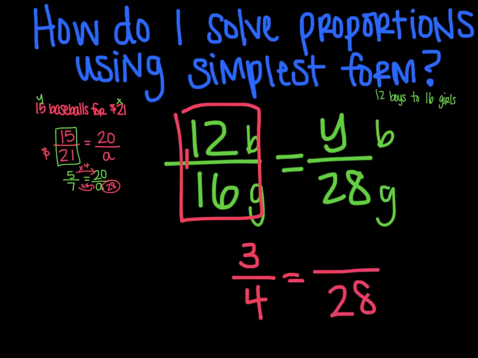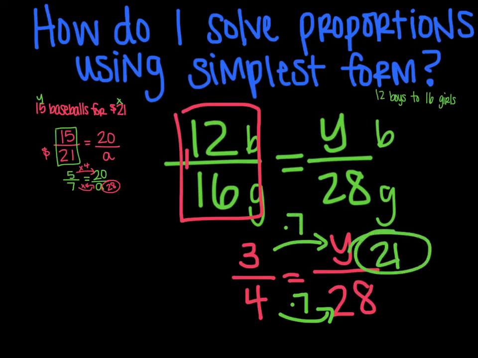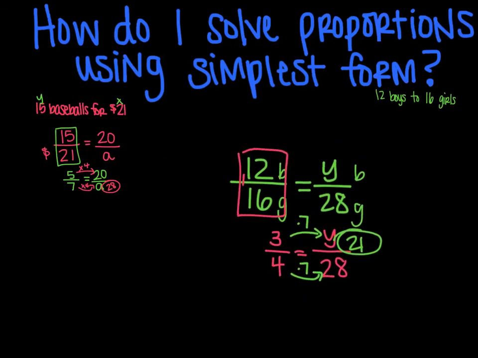Again, rewriting this is helpful. And now I can see this really easily. I could scale vertically or horizontally. Horizontally is going to be the easiest. 4 times what is 28? Well, that's multiplying by 7. So 3 times 7 is 21, which means 21 boys there will be when there are 28 girls.